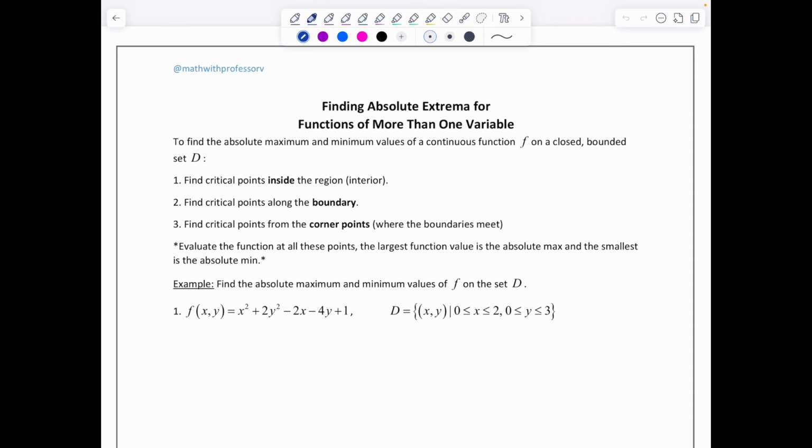And then the last thing is you find critical points from the corner points, and corner points are where the boundaries meet. It can be a little confusing because these corner points need not look like a sharp corner. I'll show you an example where we're dealing with the circle. Just remember, corner points are where your boundary equations meet. Then once you've collected all your critical points, you evaluate the function at those points, and the largest function value is the absolute max and the smallest is the absolute min.